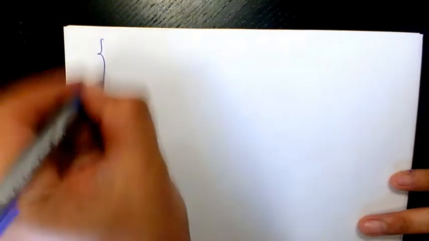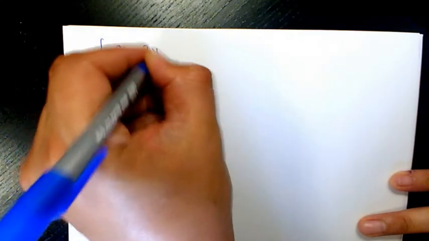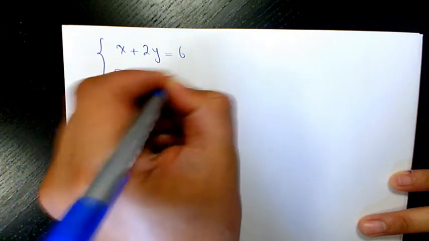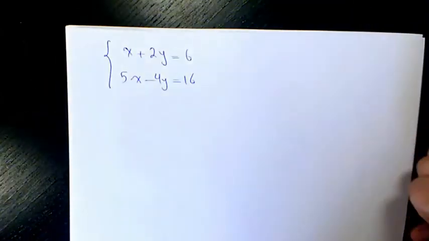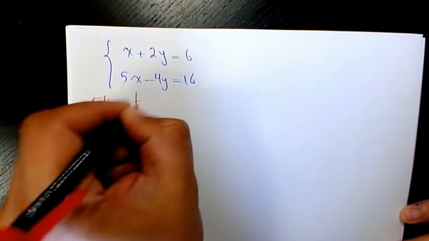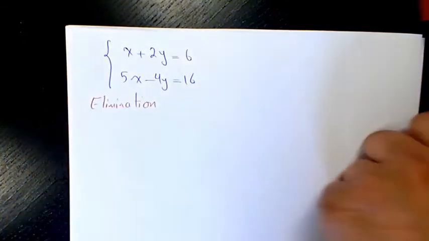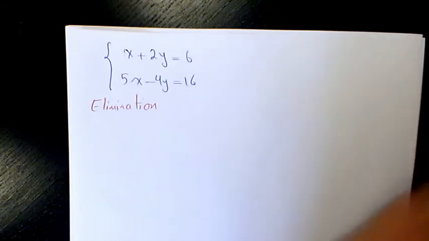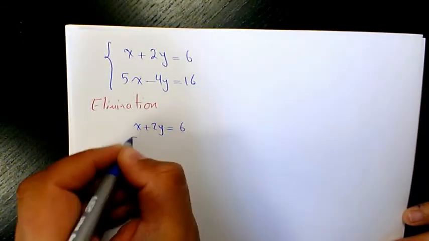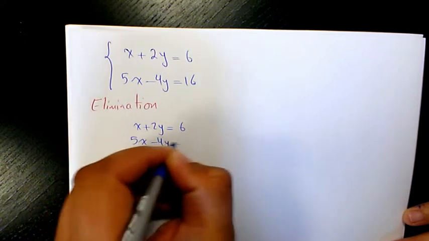Next example. It's x plus 2y equals 6, and 5x minus 4y equals 16. If I want to start with the elimination method, I would say x plus 2y equals 6, and 5x minus 4y equals 16.